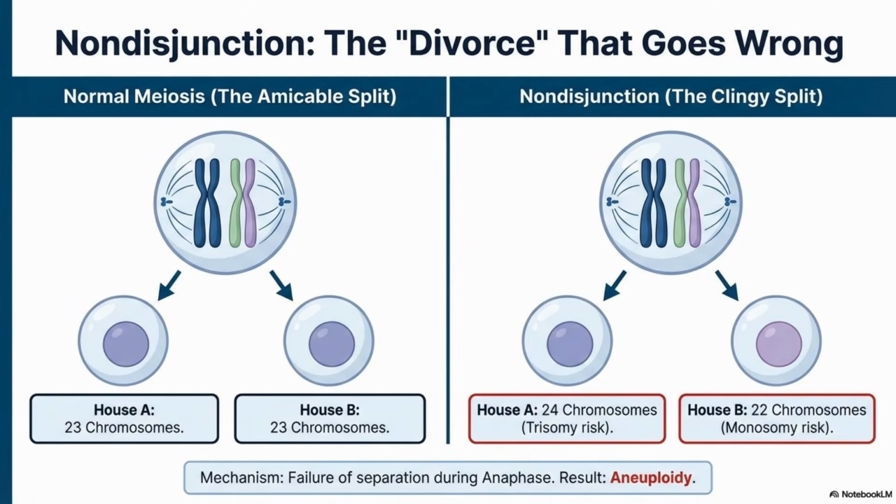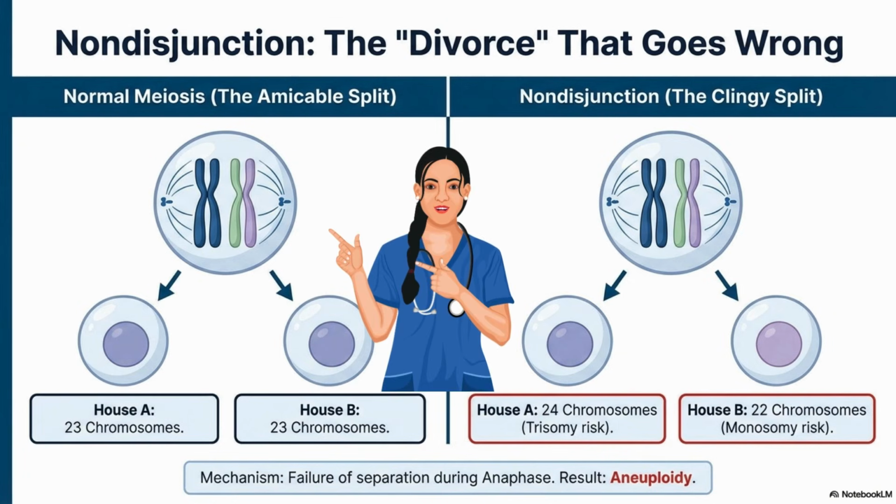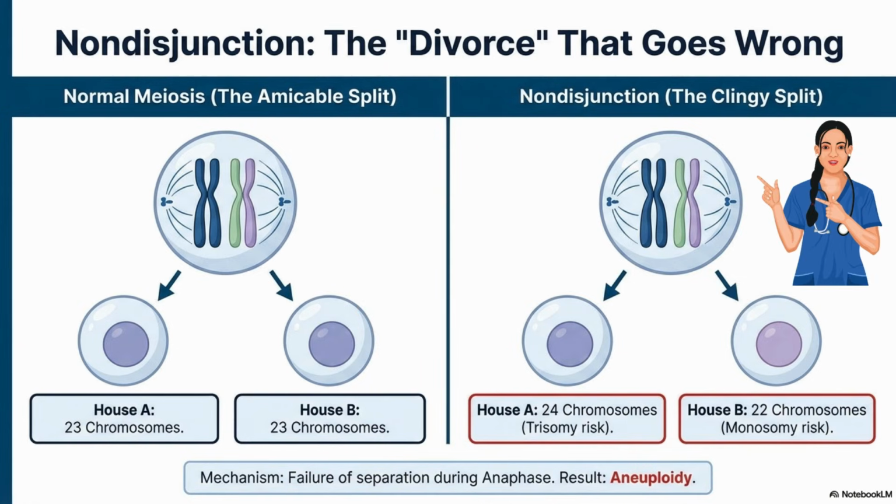How do we end up with 47 chromosomes? The culprit is usually non-disjunction. Mechanism. Imagine a couple, that is a chromosome pair, going through a divorce, that is meiosis. They are supposed to split up and go to separate houses, the daughter cells. Normally, one goes left, one goes right. But in non-disjunction, one partner clings to the other. Both go to the same house. The other house gets nothing. The result is one cell has 24 chromosomes, trisomy when fertilized, and one has 22, monosomy.